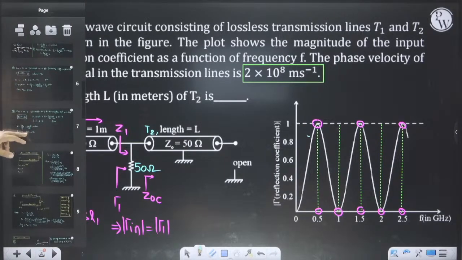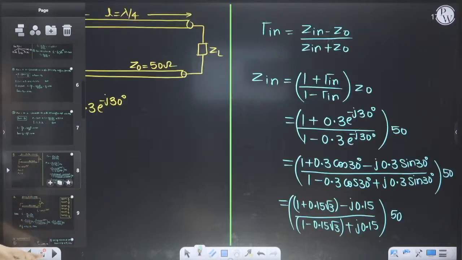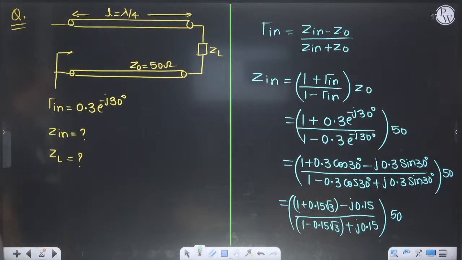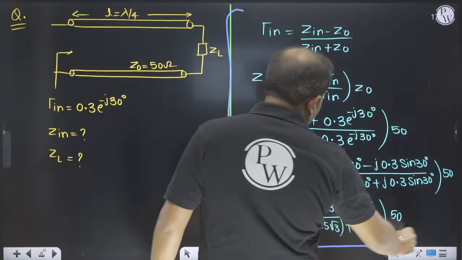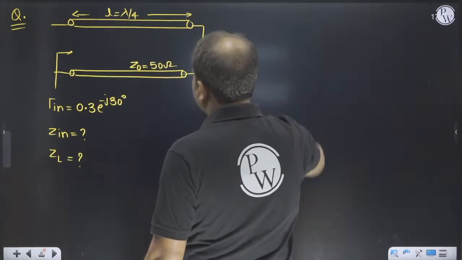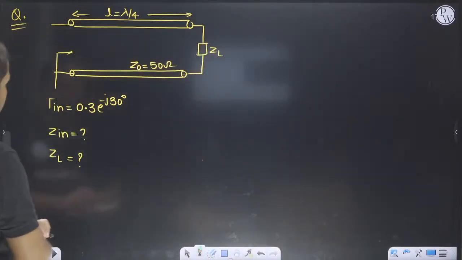So it is a very good question. You have to try this one 2-3 times. There are 2-3 questions in electromagnetic waves where you can get stuck, and that is in transmission lines. So those 2-3 questions you have to solve. This type of question may be asked in the GATE exam.